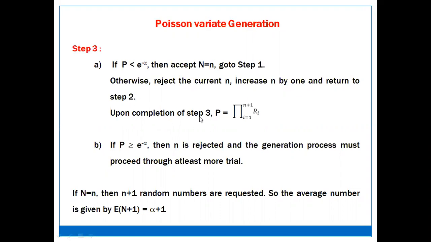And upon completion of step 3, p will be the multiplication, that is the product of ri, where i is between 1 and n plus 1. And if p is greater than or equal to e power minus alpha, then n is rejected and the generation process must proceed through at least one more trial. If n is equal to small n, then n plus 1 random numbers are requested. So the average number is given by E of n plus 1 is equal to alpha plus 1.